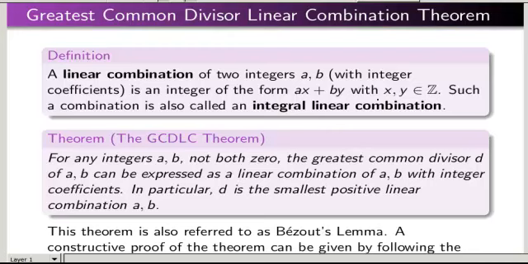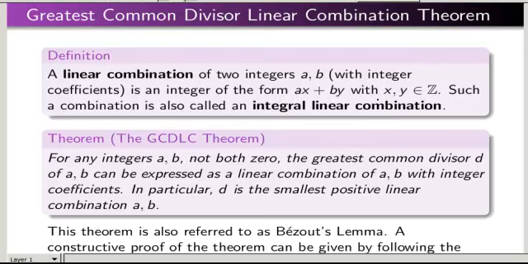So the GCDLC theorem says the following. It says that if you start with two integers, a and b, not both 0, and I let d be the greatest common divisor, then I can express d as a linear combination of a and b with integer coefficients. In particular, d is going to be the smallest positive linear combination of a and b.